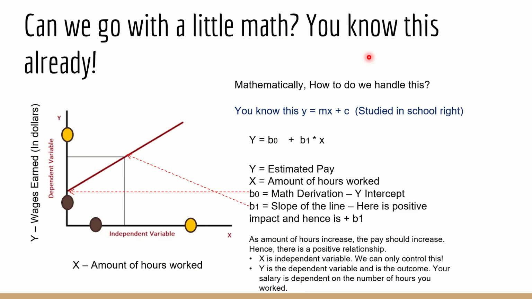Now we need to go with some math which I have already explained. Y equal to mx plus c is the fundamental school math that we have learned, and I'm going to use the same thing here: Y equal to b0 plus b1 star x. Y is the estimated pay as per our example of wages versus number of hours worked, and x is nothing but the number of hours worked. B0 is nothing but the y-intercept, and B1 is nothing but the slope. This we have explained, so enough time has already been spent on this.